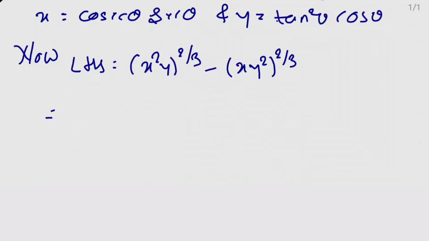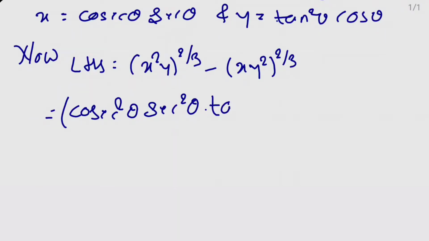So this equal to cosec square theta into sec square theta into y. Y value is tan square theta into cos theta. So into tan square theta into cos theta, and raised to 2 by 3.